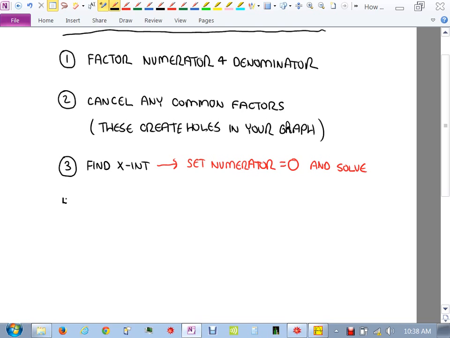For the fourth step, you're going to find the vertical asymptotes. The vertical asymptotes are those vertical barriers that force your function up or down on the sides, right? As you come in from the left and right. Now, here's how to find them. You set the denominator equal to 0 and solve.